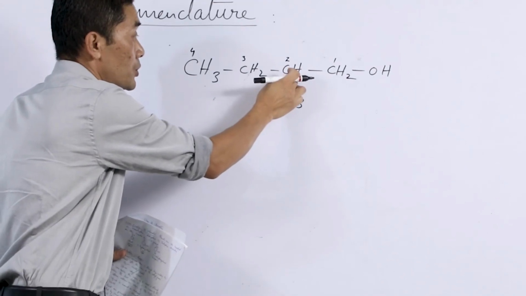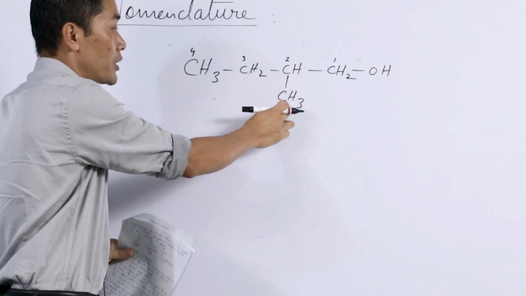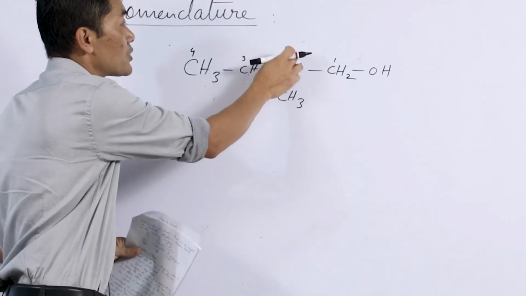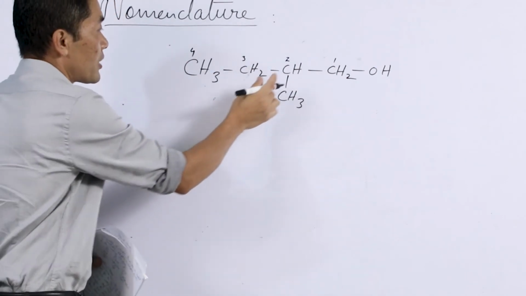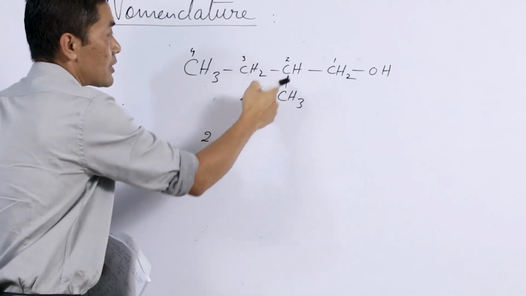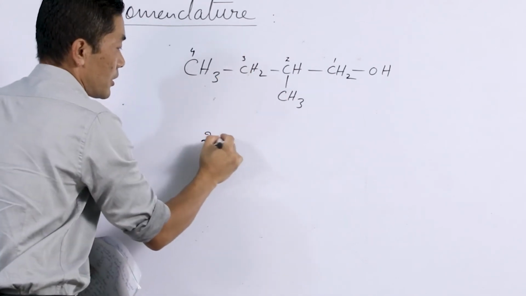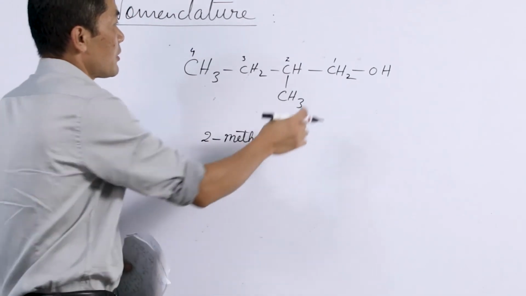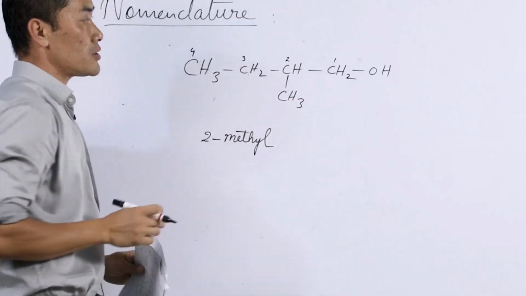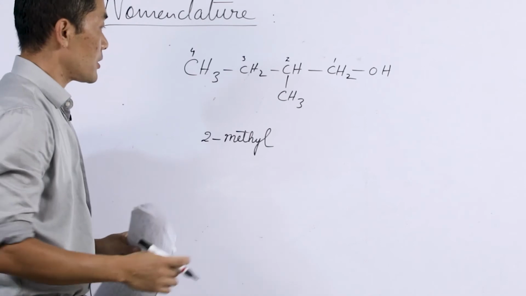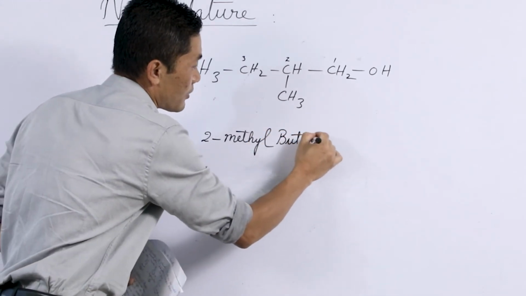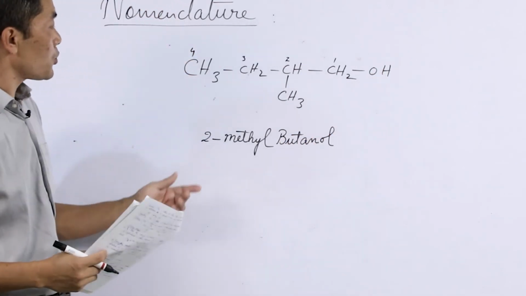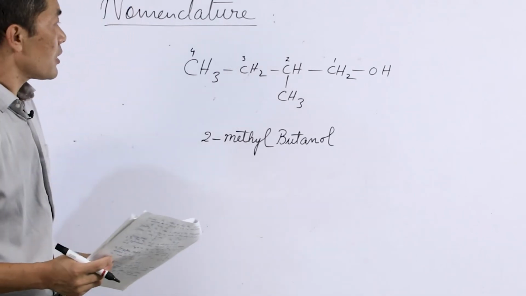Now we see that in carbon 2, there is a methyl group, a substituent. If substituents are present, they will be named first, and the position of the substituents will be indicated by numerals. So we give the number 2 to indicate that this group is at carbon 2. At carbon 2, we have a methyl group. Then we have 4 carbons on the main chain, so it is a derivative of butane. So we write butane, then the last letter E will be replaced by OL since it is an alcohol. So 2-methyl-butanol will be the name of this compound.